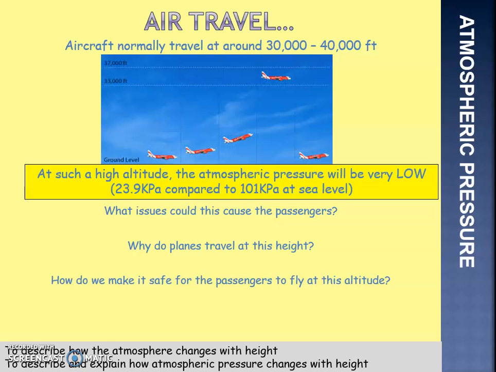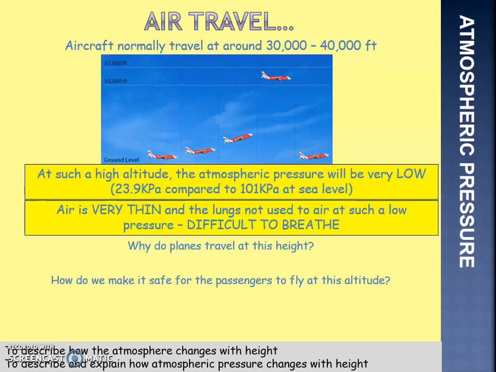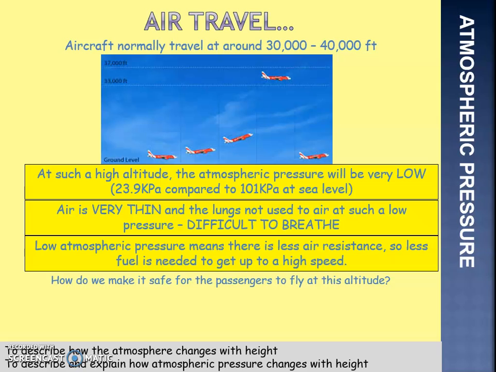What issues could that cause the passengers? The air is really thin, and your lungs are used to breathing air at around 101 kilopascals. So it's really difficult to breathe at that pressure, as your lungs wouldn't be able to take in as much gas as quickly as they could. Now, if that's dangerous, why do planes travel at that height? They travel at that height because the low atmospheric pressure means there's less air resistance, so we need less fuel to get up to a high speed.